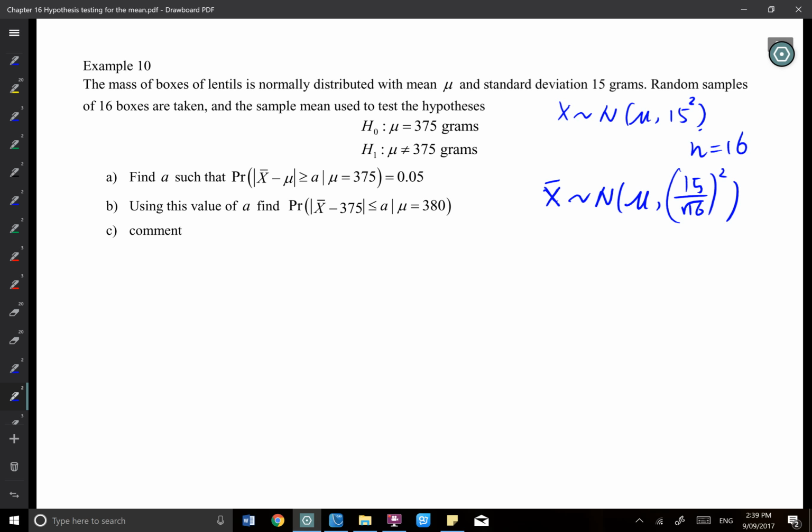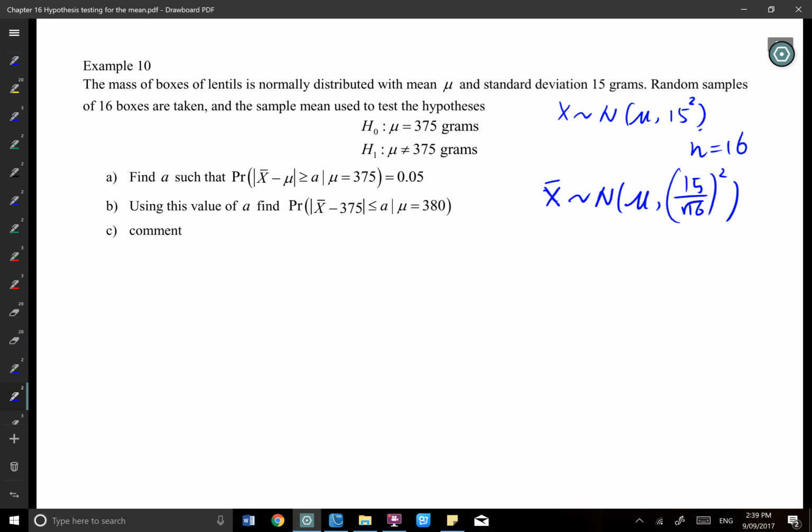To test the hypothesis, H0 is mu equals that, H1 is mu not equals that. Okay, this is a two-tailed test. I gave you an example of a one-tailed test last time. This is a two-tailed test.